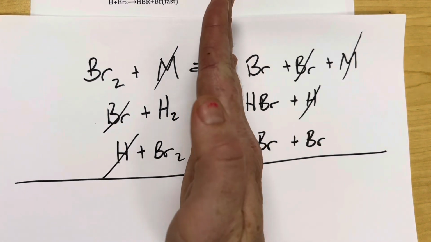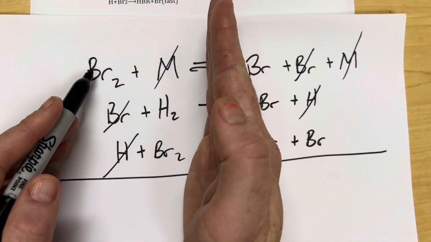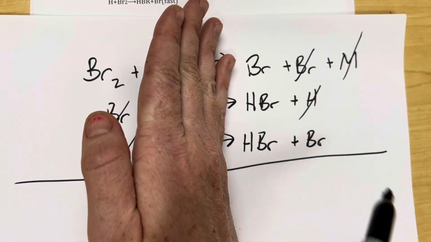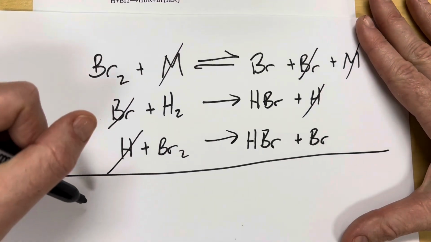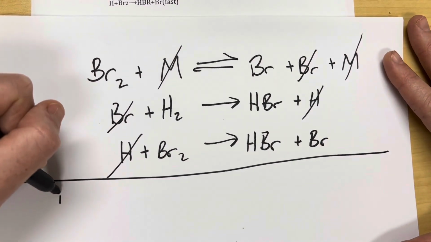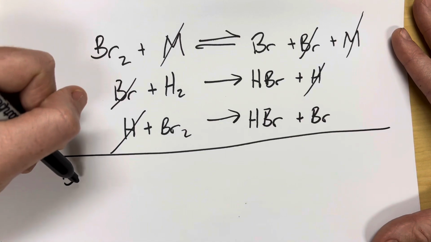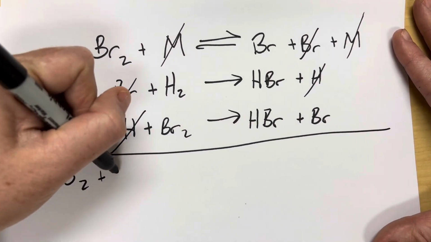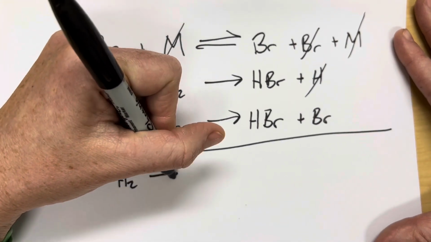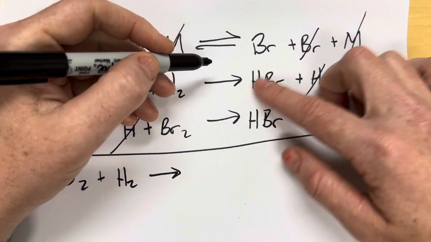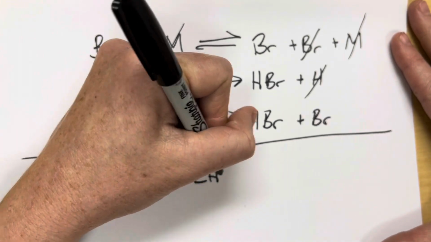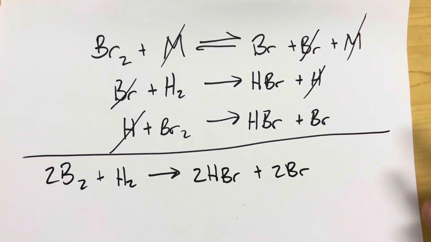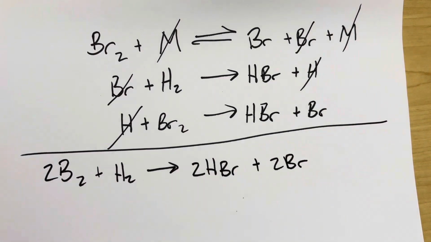I'm looking to see if I see anything else. I don't. I got a Br2, a Br2, an H2. And over here I got a Br, HBr, HBr, and a Br. All right, so as far as I can tell right now, my equation is 2Br2, because I got two of them, plus H2, yielding, and then over here, it looks like I got two HBr, plus two Br. Br is not a common thing that you run across.